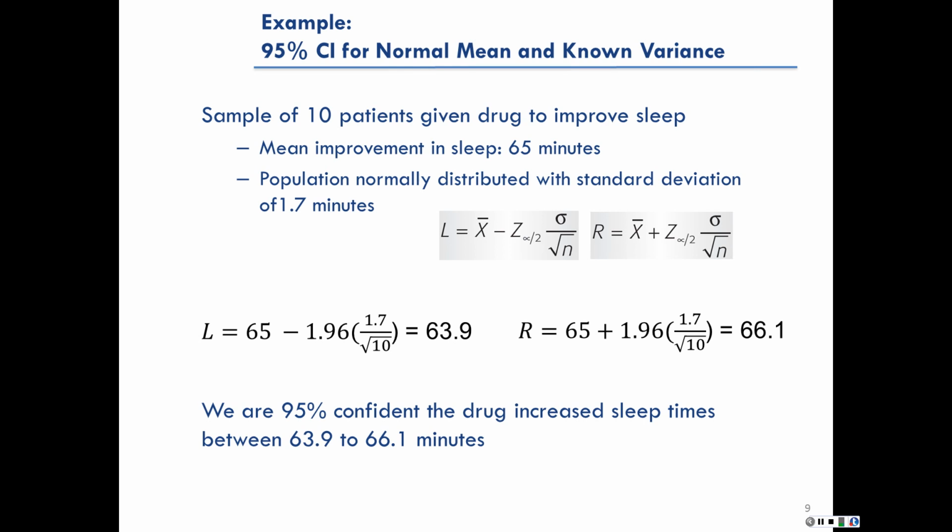You go through those exact same steps for the right-hand side, the only difference being you're adding the z-score of 1.96 multiplied by the standard deviation divided by the square root of the sample size. You get an answer of 66.1. So we can say that we're 95% confident that the drug increased sleep time somewhere between 63.9 to 66.1 minutes. And so we have our mean lies in the middle of that distribution.